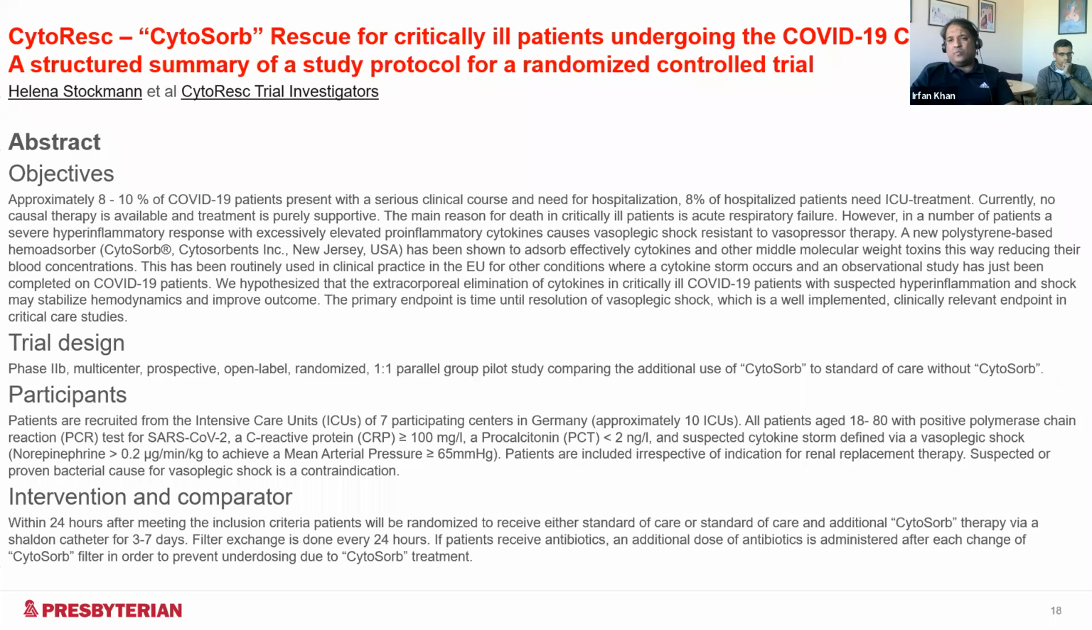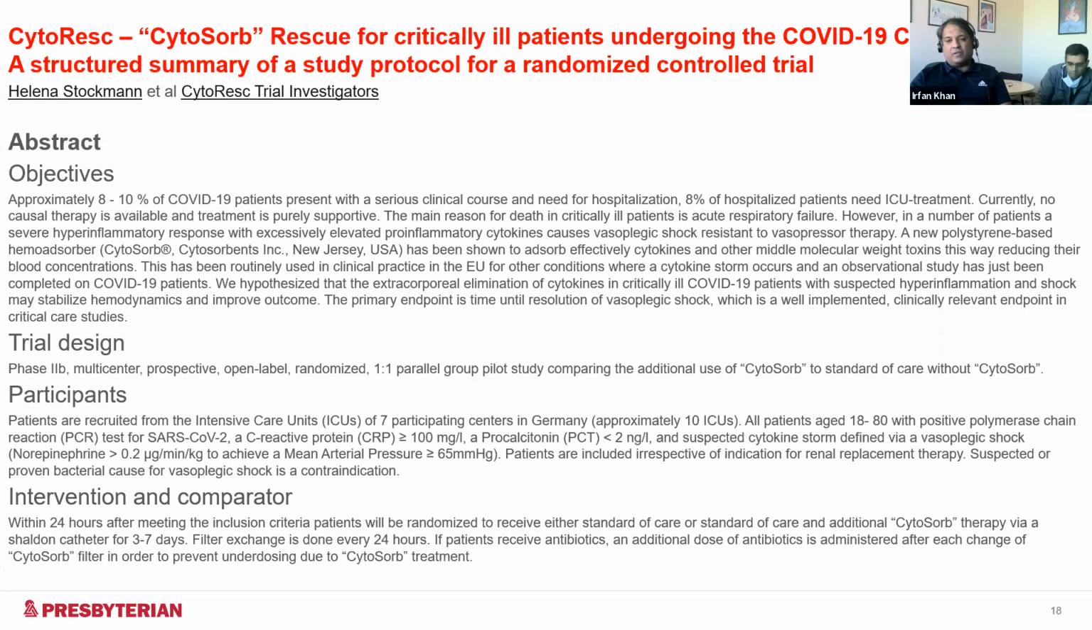This is another study that is currently underway. It's called the Cytosol Study. What they're looking at is a phase 2B multi-center prospective open-label randomized trial. They're recruiting patients from 7 different centers in Germany, and these are mostly adults, 18 to 80 is the age group. They're looking at CRP, procalcitonin, and patients with vasoplegic shock who are suspected to have a cytokine storm, anybody who's needing a large amount of pressors that include norepinephrine. So they are included irrespective of indication for renal replacement therapy, whether they have an infection or not.